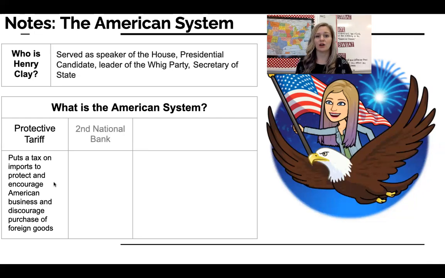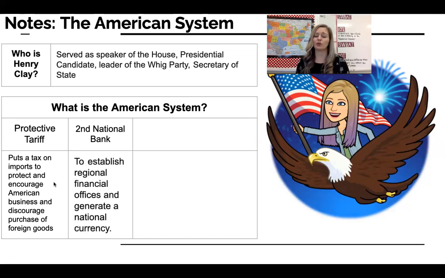The second portion of the American system is the creation of the second national bank. Now, remember, back in the last unit, we talked about how Hamilton and his economic plan basically said, let's create a national bank. But not everybody was on board with that. So the first national bank eventually goes away. This is going to propose and create a second national bank to establish regional financial offices to be able to help keep the country together and unified financially and help us to make sure that we really are maintaining one national currency that can be trusted by the people.